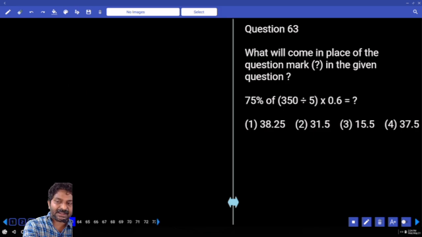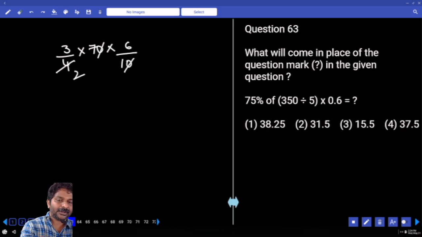75 percentage. Can I write it as 3 by 4 of 350 by 5? 70 into 0.6. 3 by 5. Otherwise, if you want to write it as 6 by 10, that's okay. The 0, 0 gets cancelled. 2 times. 3 times. 3 threes. Easy to calculate. 9 sevens. 63 divided by. Answer.